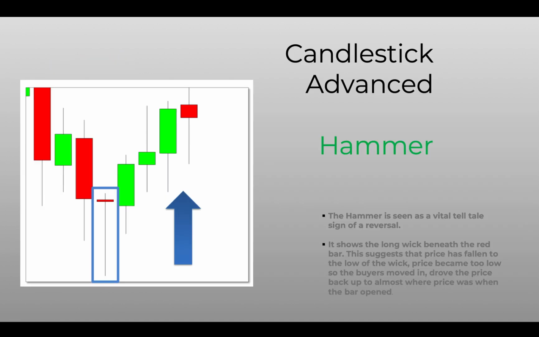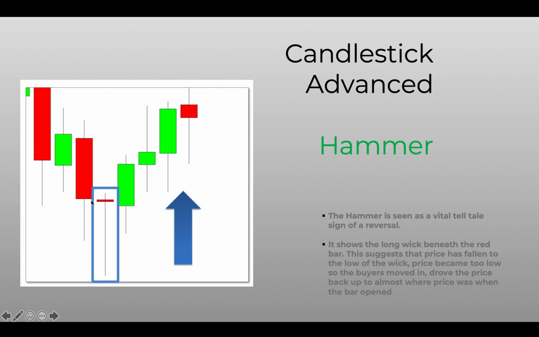Okay, so the next one we have is the hammer bar. Now you're probably thinking, what is a hammer bar? Well, it's this bar here, and this shows signs of a reversal. So as price is getting lower, price is falling, and you see this bar, it shows that price is probably going to start going the opposite way and going to go up.